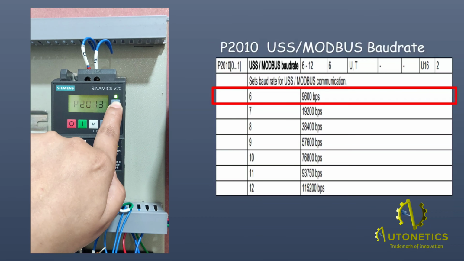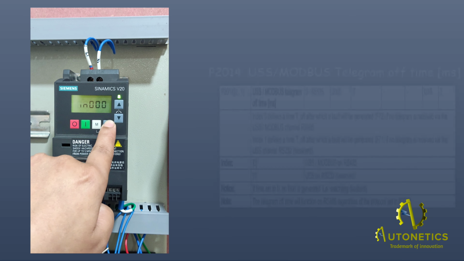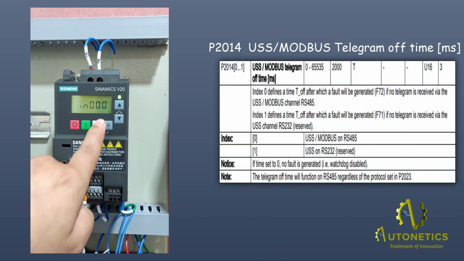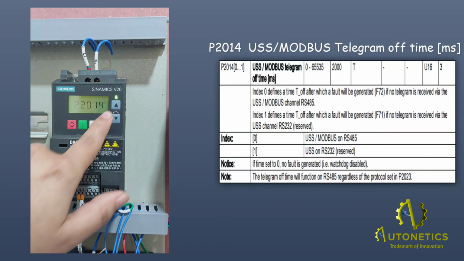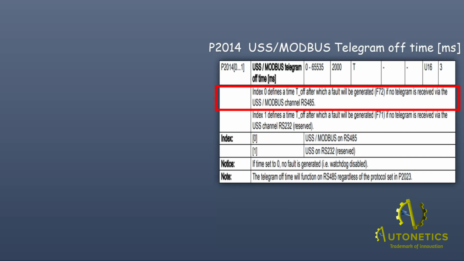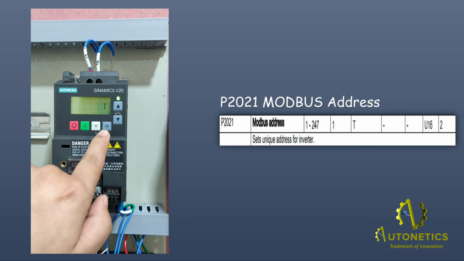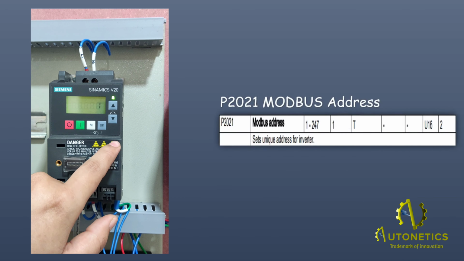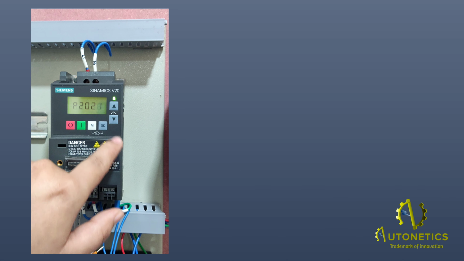Then set a parameter P2014. This parameter is used for assigning a USS or Modbus telegram off-time settings. Here we set 0 for the telegram off-time parameter. Then set a parameter P2021. This parameter is used for assigning a Modbus address. For current communications, we set 1 for SINAMICS V20.